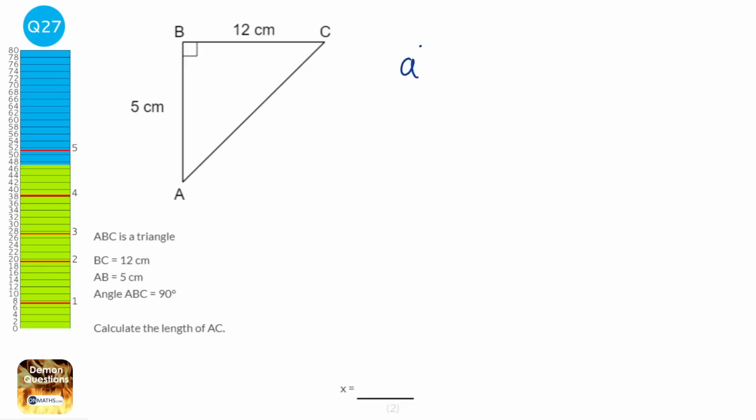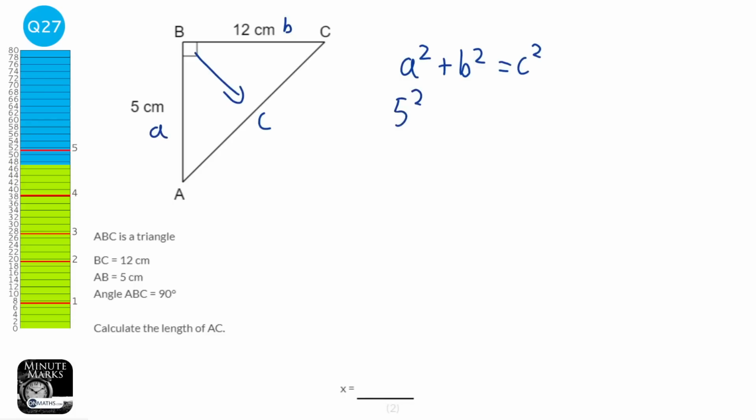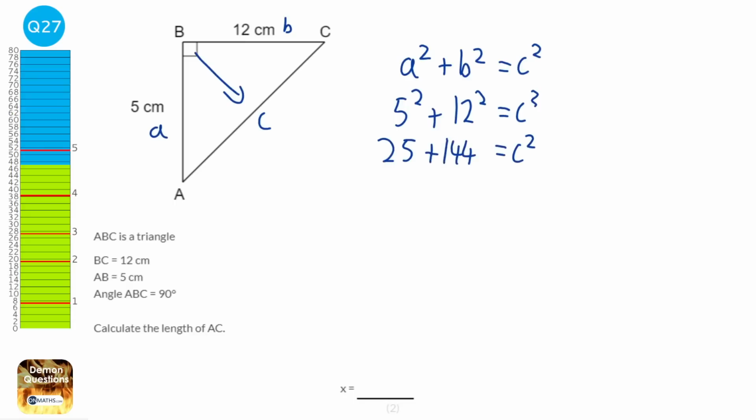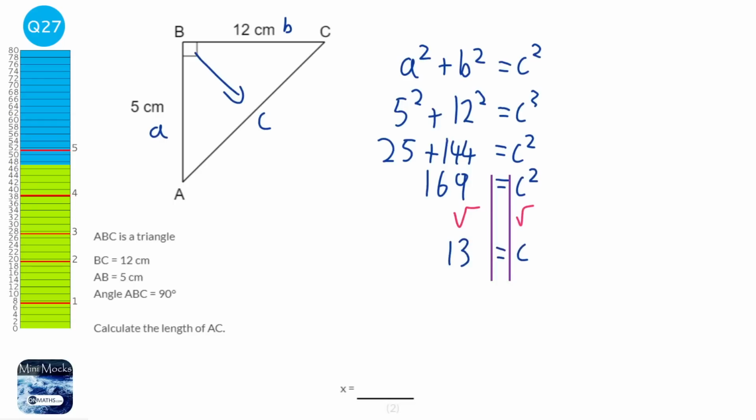So Pythagoras says that a squared plus b squared equals c squared, and the c is the one opposite the right angle. So I'm going to label this a and b, so it would be 5 squared plus 12 squared equals c squared, 25 plus 144 is equal to c squared, and then 25 plus 144 is 169. And then we're solving to find out what c is, and we're just going to square root both sides. So square root of 169 is 13, so c is 13.